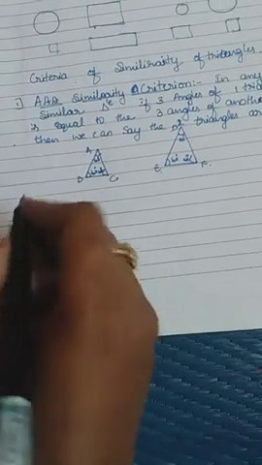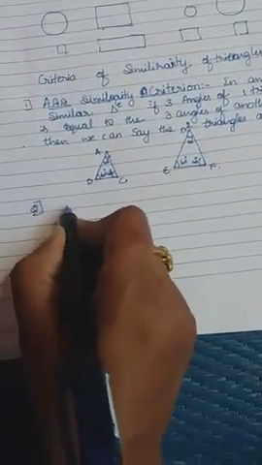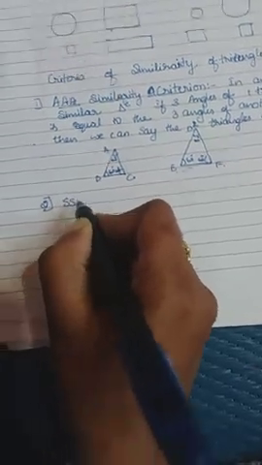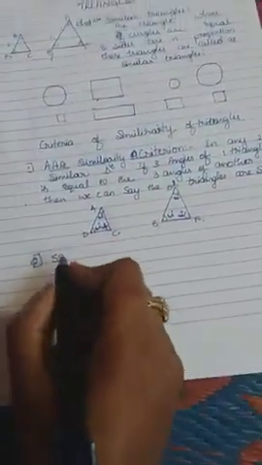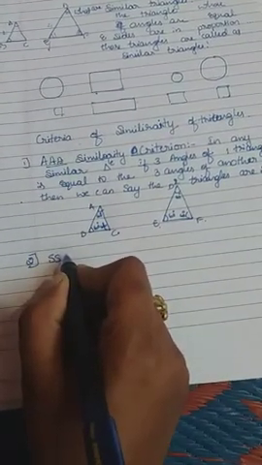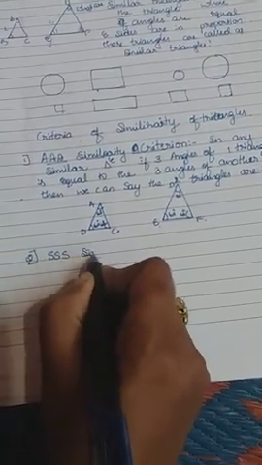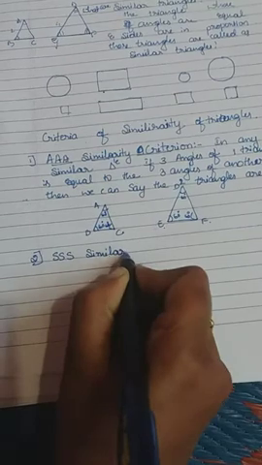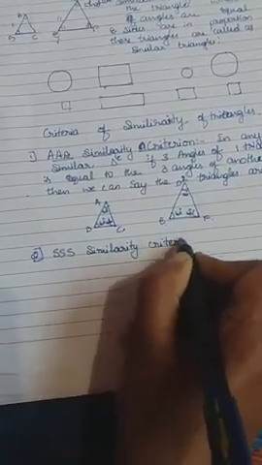So the second criterion in your class is the SSS similarity criterion. You learnt already, there are many, SSS, AAA, SAS like that, but in your class only three are there. I'll explain all these three again. This is just revision, but you learnt it already in the 9th standard. Note SSS similarity criterion down in your classwork.